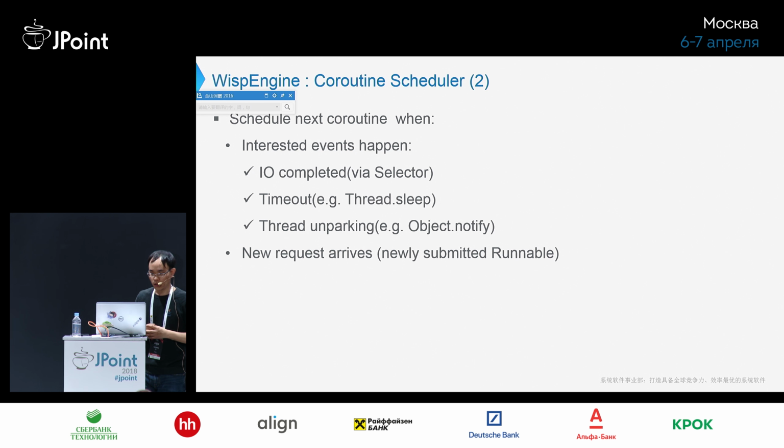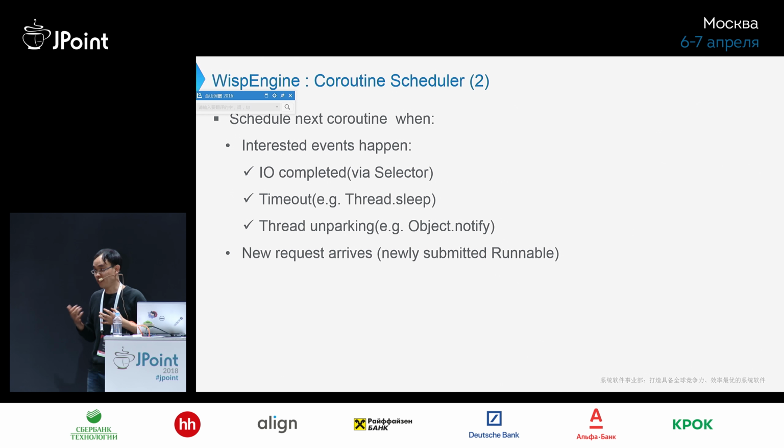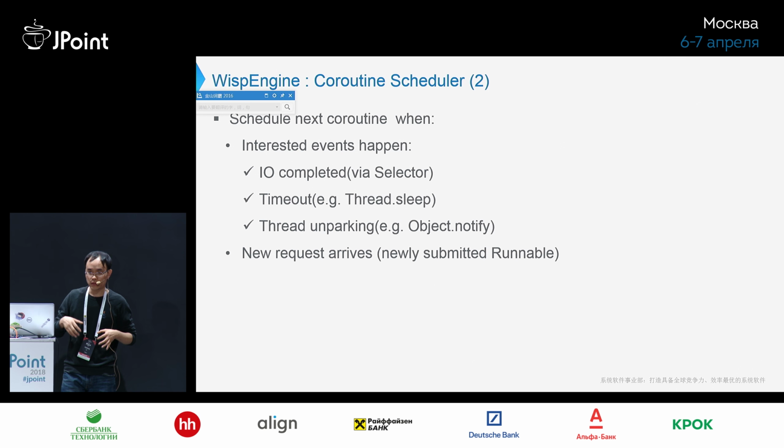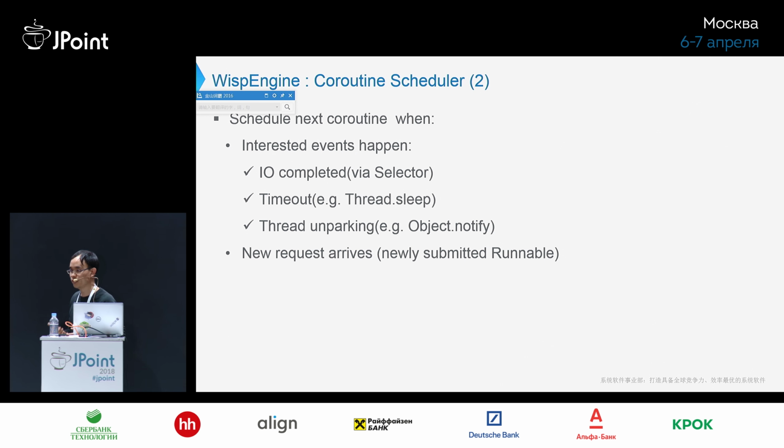The second kind is thread unparking events. These thread unparking events are generated when, for example, you call Object.notify or Object.notifyAll. The second condition is when a user submits some new requests, then we need to create a new coroutine for serving this request. So we need to schedule a new coroutine for this request. This is the second condition.